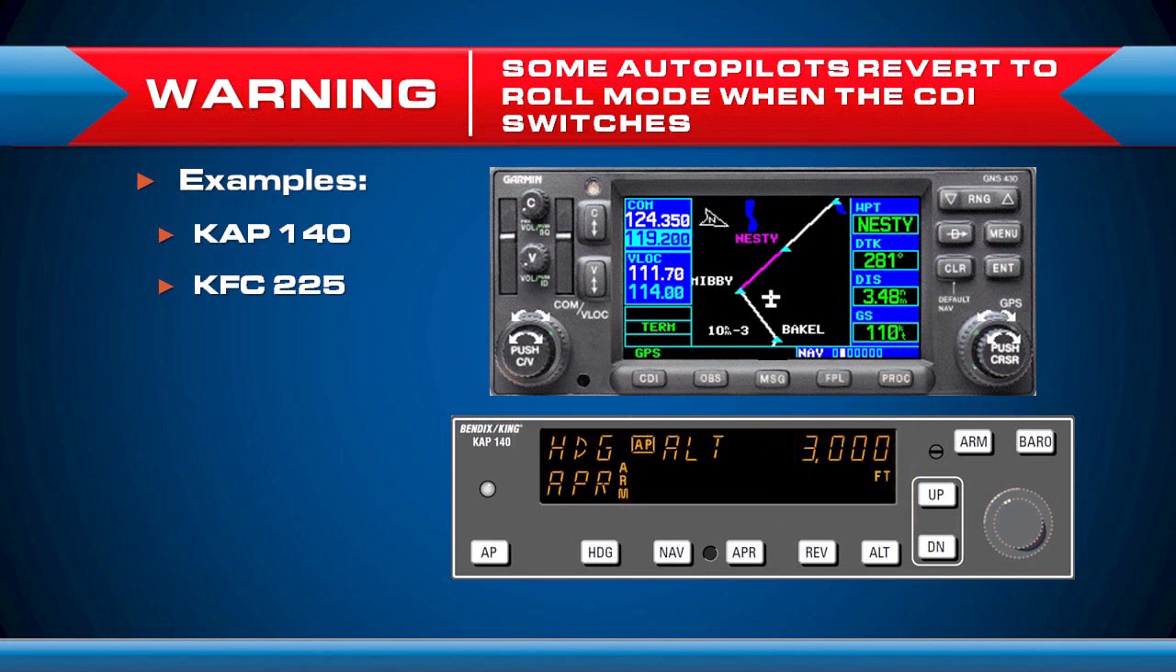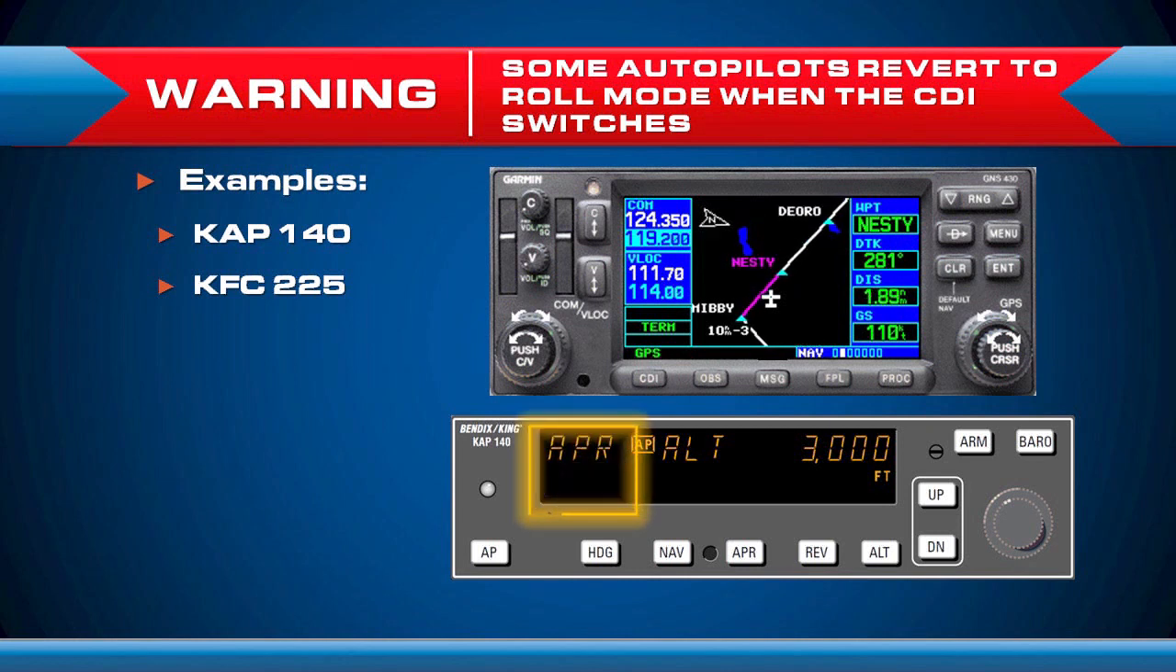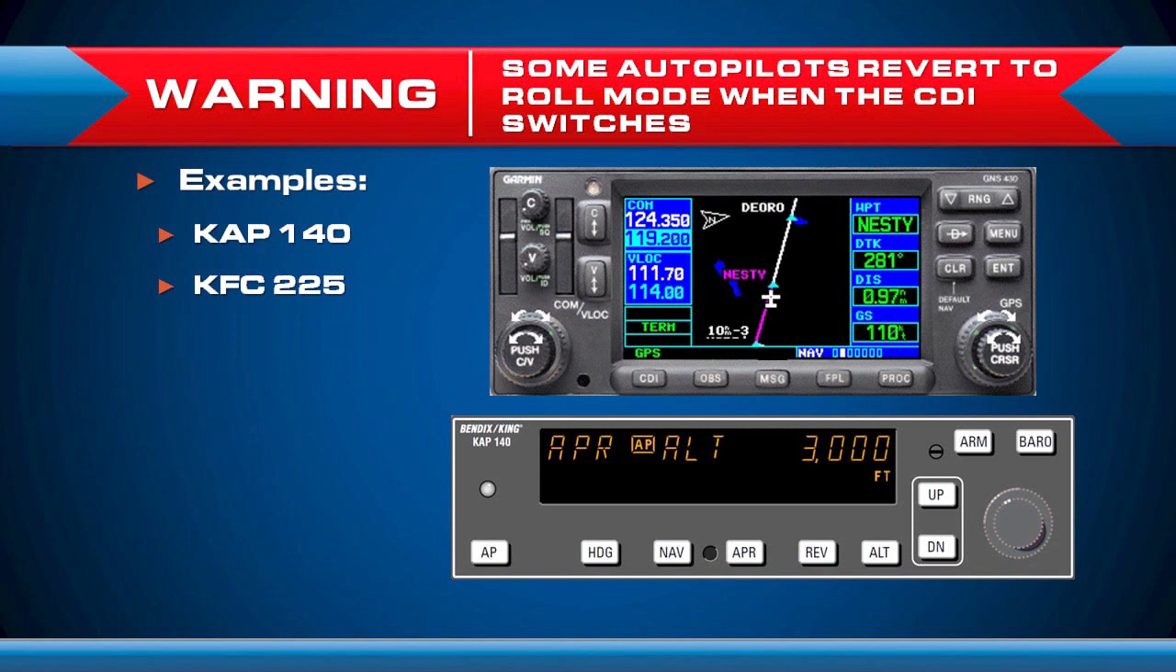So now let's go to the automation and watch the autopilot mode enunciators as the airplane gets established on the final approach course. Approach armed changes to approach. So we have approach, altitude, 3,000 feet. Now we're established on the final approach course. We're approaching Nesty, the intermediate fix. We're going to slow this down. Dioro is the final approach fix.